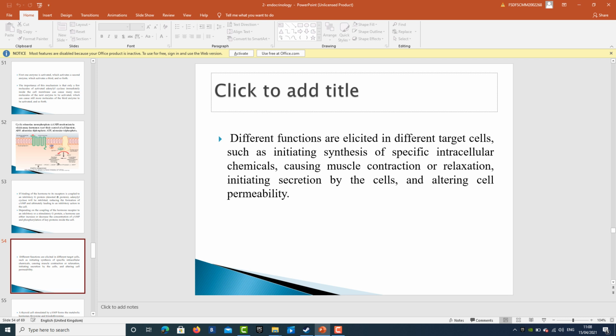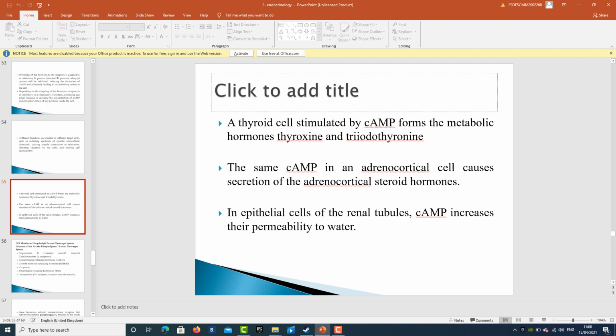Different functions are elicited in different target cells, such as initiating synthesis of specific intracellular chemicals, causing muscle contraction or relaxation, initiating secretion by the cells, and altering the cell permeability. A thyroid cell stimulated by cyclic AMP forms the metabolic hormones thyroxine and triiodothyronine. The same cyclic AMP in an adrenocortical cell causes secretion of the adrenocortical steroid hormones. In epithelial cells of the renal tubules, cyclic AMP increases their permeability to water.